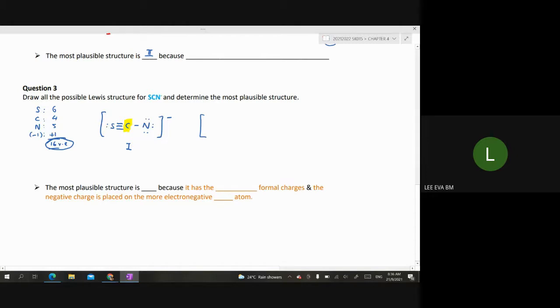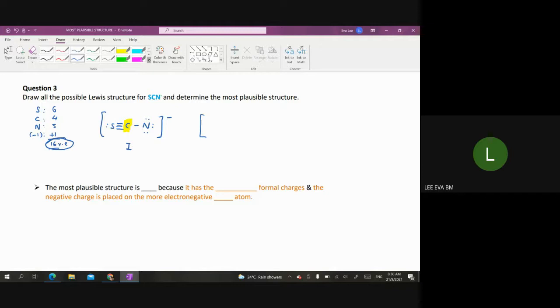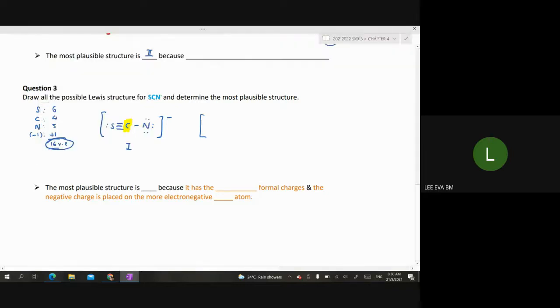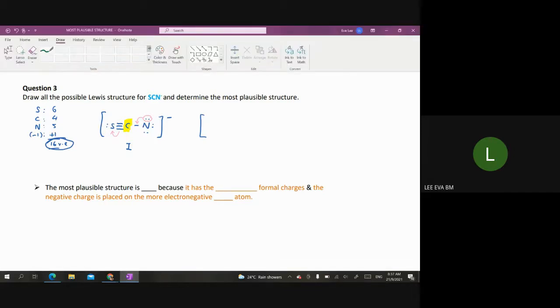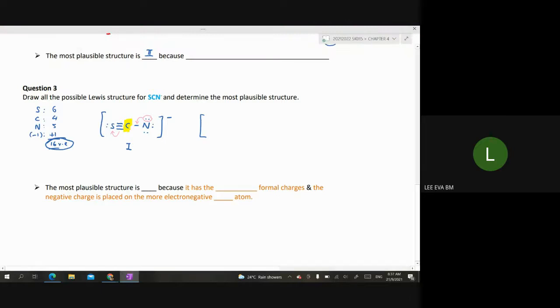You can base on the first structure, just transferring between your bonding pair and the lone pair. So maksudnya macam hari tu yang Madam tunjuk lah, Madam guna warna lain dia bukan Lewis structure tau. Madam guna warna lain untuk tunjuk macam mana kita nak shiftkan dia punya bond untuk jadikan Lewis structure yang lain. Okay. So second structures over here we have sulfur, carbon, nitrogen.